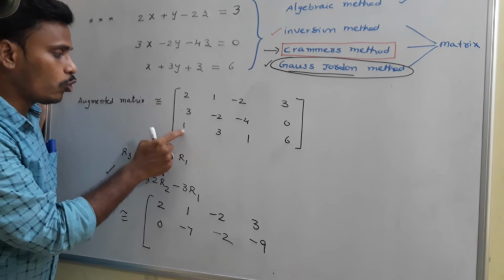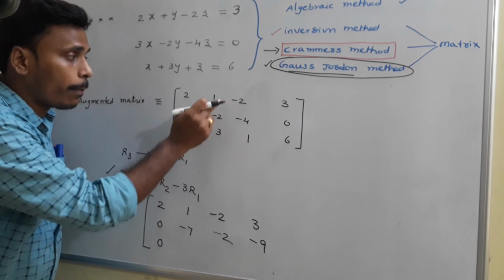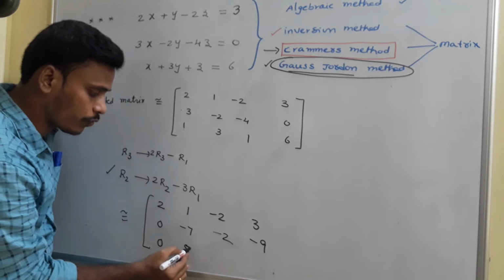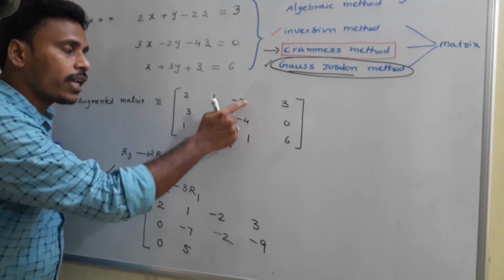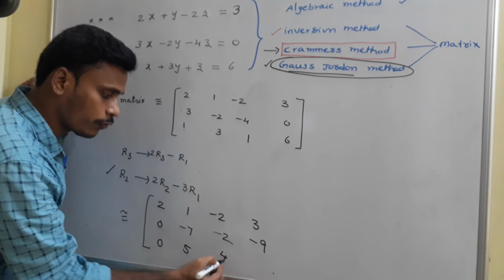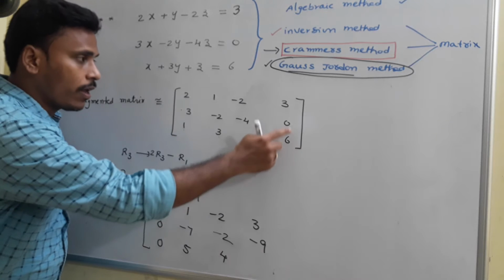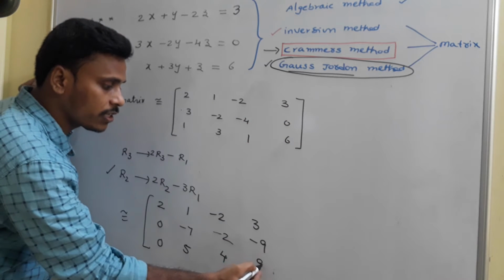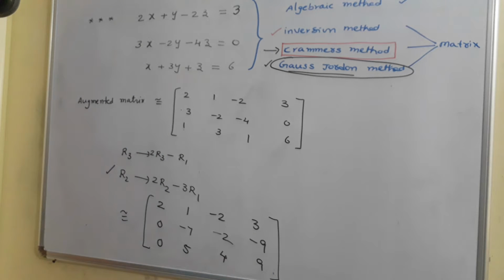Coming to the third row, multiply with 2 and subtract the first. 2 into 1 minus 2 is 0. 2 into 3 is 6, minus 1 is 5. 2 into 1 is 2, minus of minus is plus 2, which is 4. And then 2 into 6 is 12, minus 3 is 9. Okay?